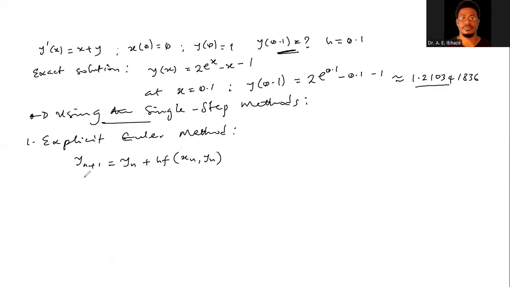And we already know that f of x, y is the same as x plus y. So at n equal to 0, we have y1 equal to y0 plus h f of x0, y0.